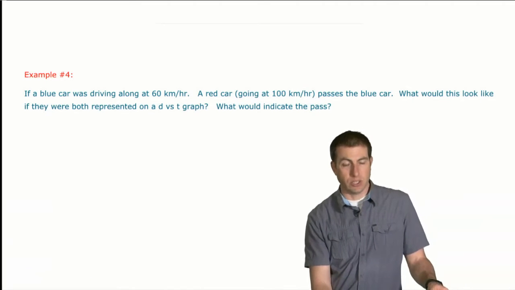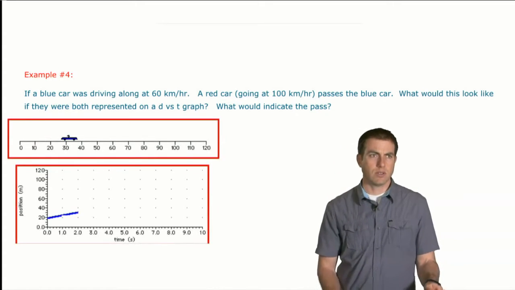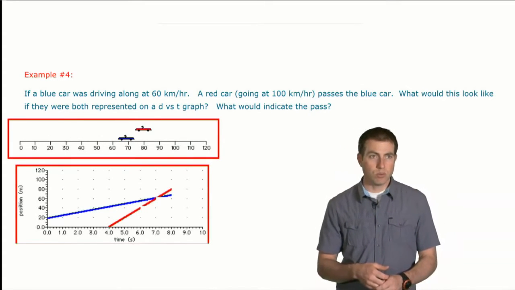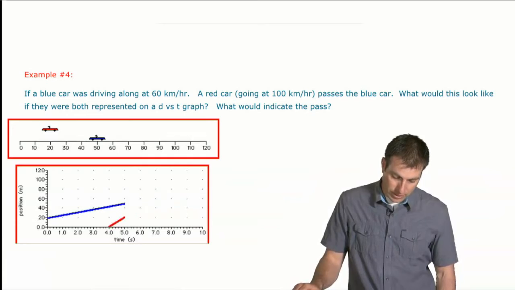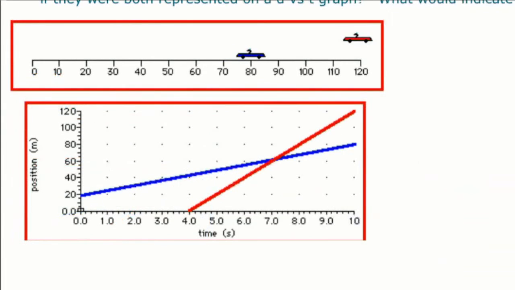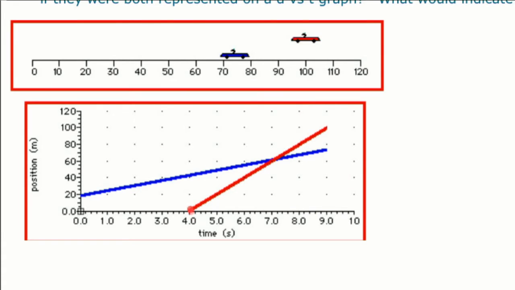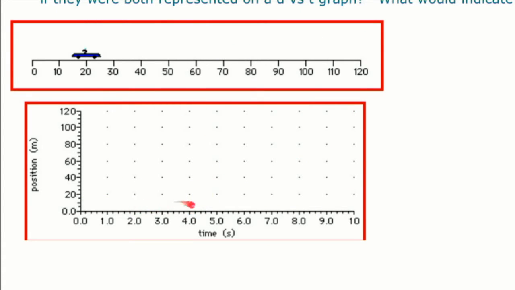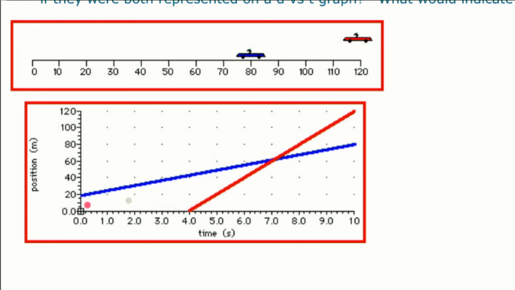I actually have some video footage of the car race here. I have a blue car and then a red car. All right, so my blue car is traveling at 60 kilometers per hour. The red car is traveling at 100 kilometers per hour. Now, it's not really important that the blue car starts at 20 meters, and it's not important that the red car starts sometime after, but what is kind of important is the red car enters the race about 4 seconds after the blue car.